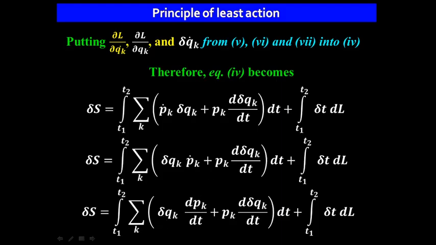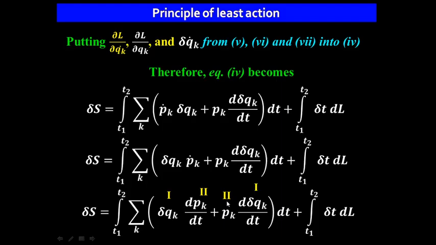Now if this is the first function, delta qk, and pk is the second function, then we can see here: first function times d by dt of the second function, plus second function times d by dt of the first function. So here the first function is delta qk and the second function is pk. This is the product rule of the derivative: the first function delta qk times the derivative of the second function pk, plus the second function times the derivative of the first function. So here is the expansion of the product rule.